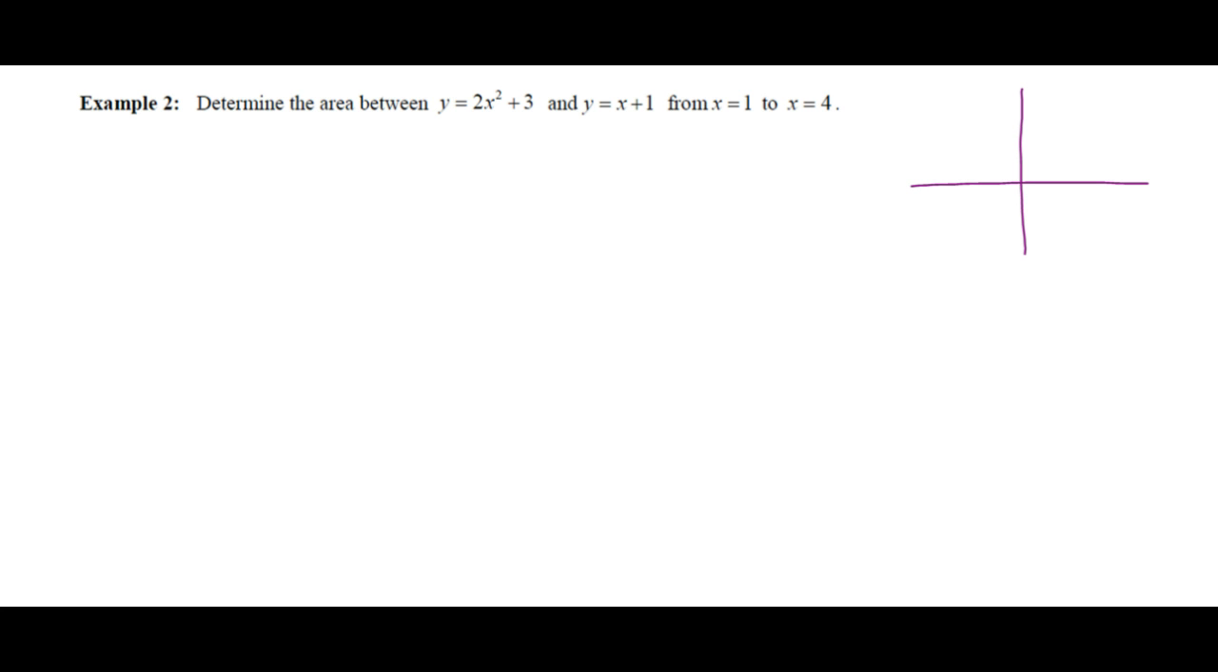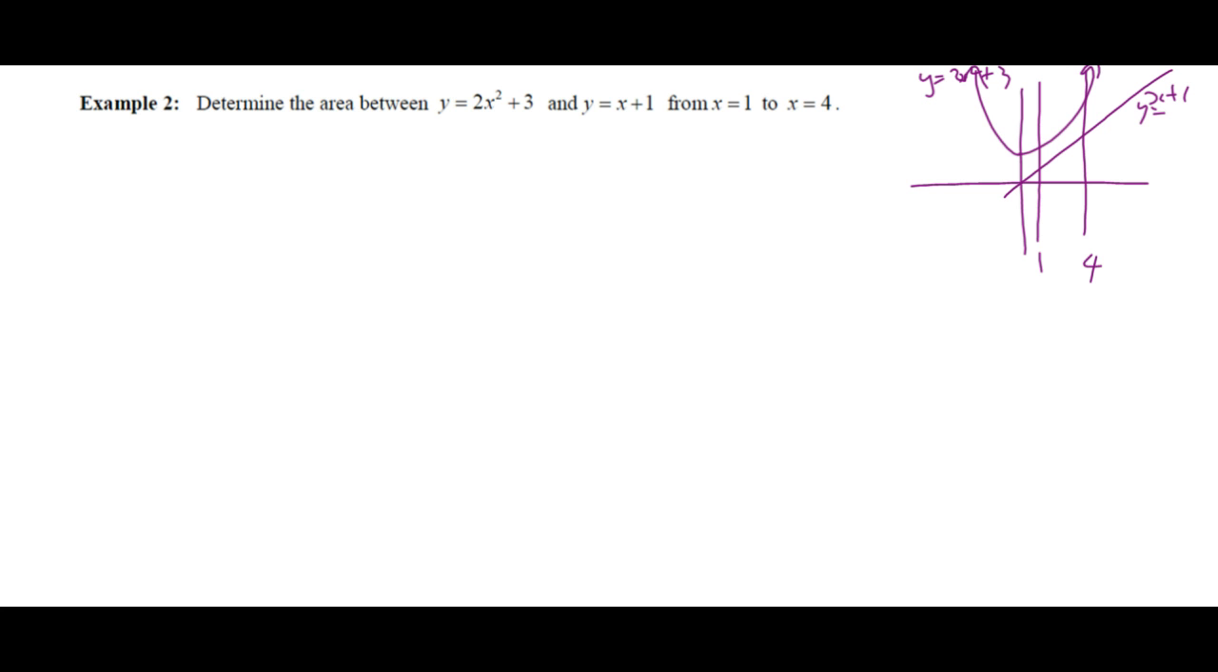So 2x squared plus 3 is just going to be a narrower parabola, and then x plus 1 runs there, and so it's not like they intersect. So it's not the area in between them in that the line goes through here. In this case, we said we want the area between x plus 1, from 1 to 4, and y equals 2x squared plus 3.